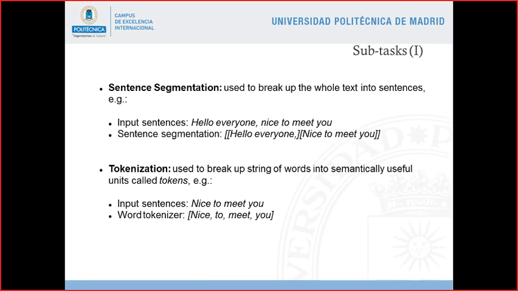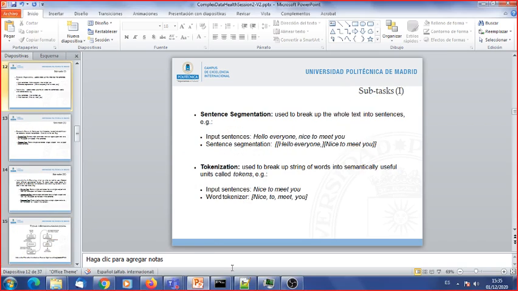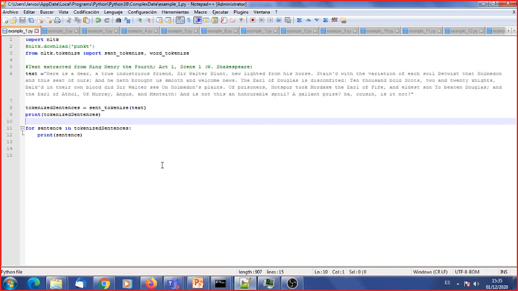So the first subtask is the sentence segmentation. Sentence segmentation is used to break out the whole text into sentences. For example, we have the text, "Hello everyone, nice to meet you." And we perform this sentence segmentation and we have two sentences. "Hello everyone" and "nice to meet you." Okay? So this is your part, okay?